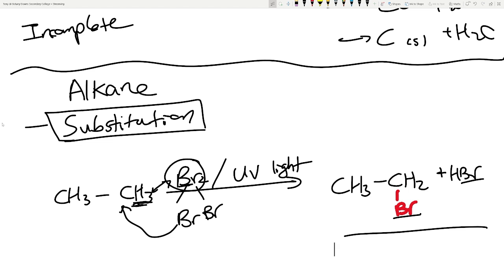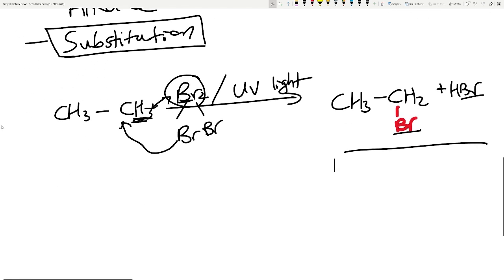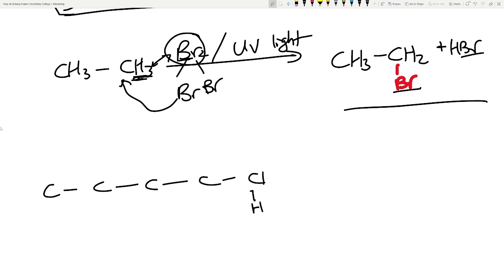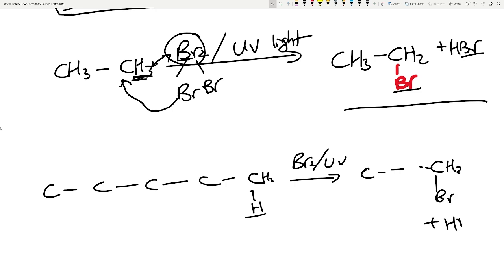You just substitute. It's always the hydrogen at the end of the molecule. Say you could be doing a lot of C's, and then you just have CH2 with an H. I just want to show you that individually. The rest of the molecule doesn't matter, and you just replace that H with the Br, and then you make HBr.